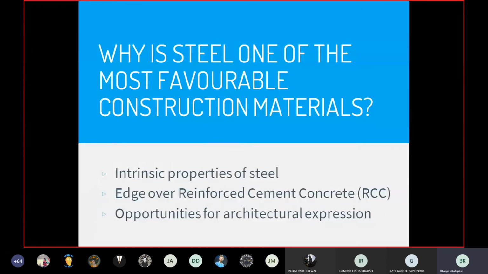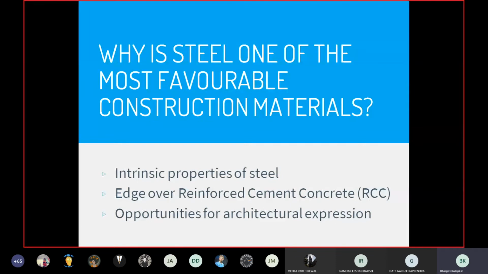So until now, we have looked at the properties of steel as a material. Having looked at it, we are just going to compare it with its competitor, the material that is again one of the most widely used materials in construction. We are going to compare how steel stands as compared to reinforced concrete. What makes it more favorable and what are the set of challenges that steel comes with?